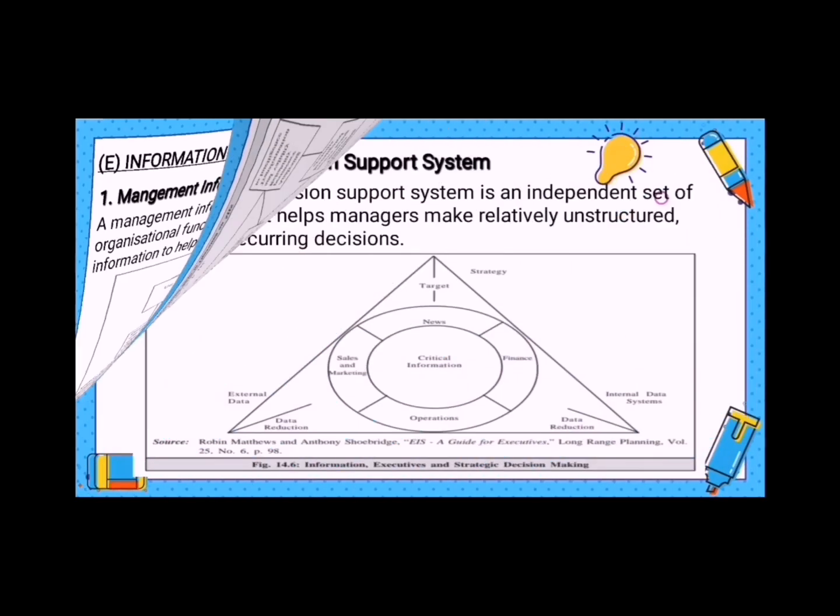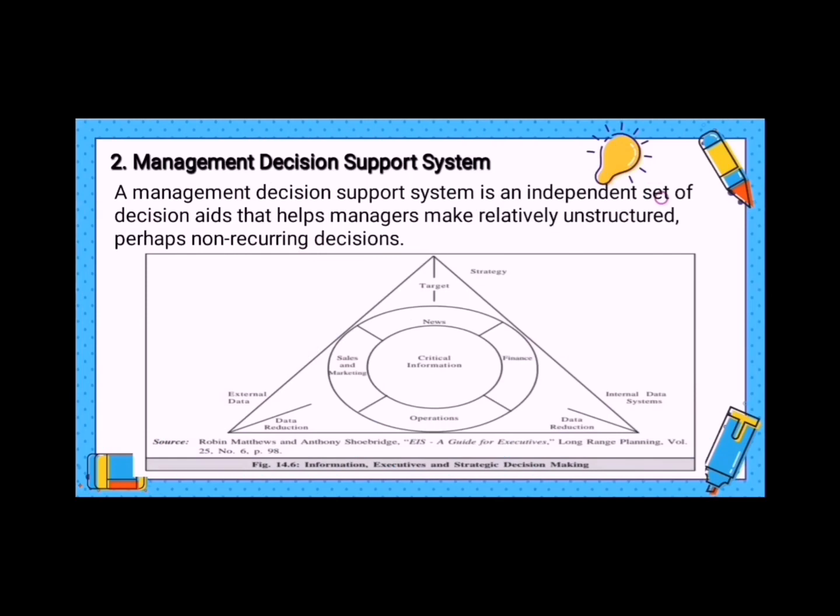Number 2, Management Decision Support System, or MDSS. A Management Decision Support System is an independent set of decision aids that help managers make relatively unstructured, perhaps non-recurring decisions. We can see in this figure 14.6 that represent information needs of executives responsible for strategic control in their firms and the internal functions responsible for finding, interpreting, and passing on our critical information to staff managers.